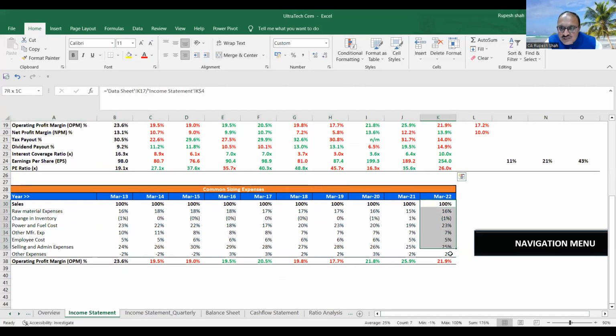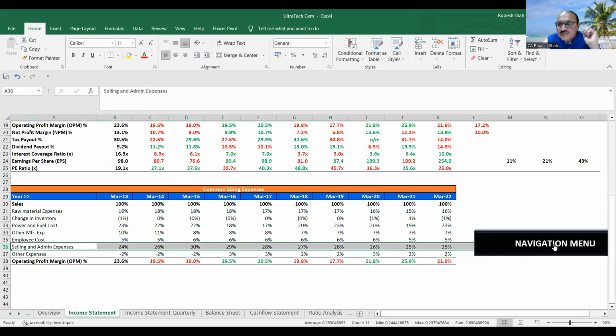So let us focus here on March 22. The company is earning 21.9% operating margin, which is anyways very good. 20% is a good margin. But what is the major cost? Just see, material cost is around 16%, 23% power and fuel, and selling and administration 25%. So it tells me that the major cost is selling and administrative expense.